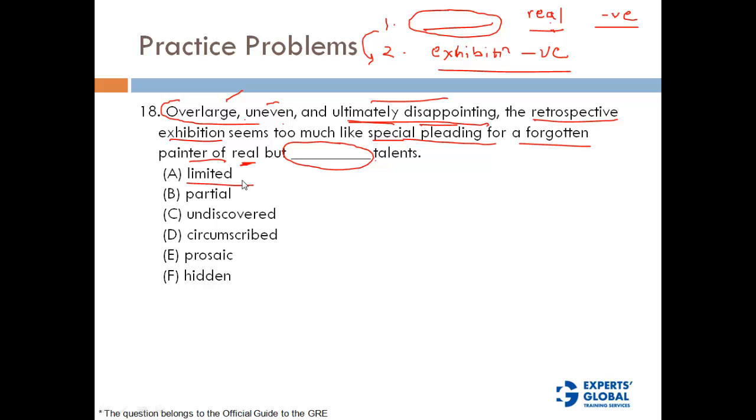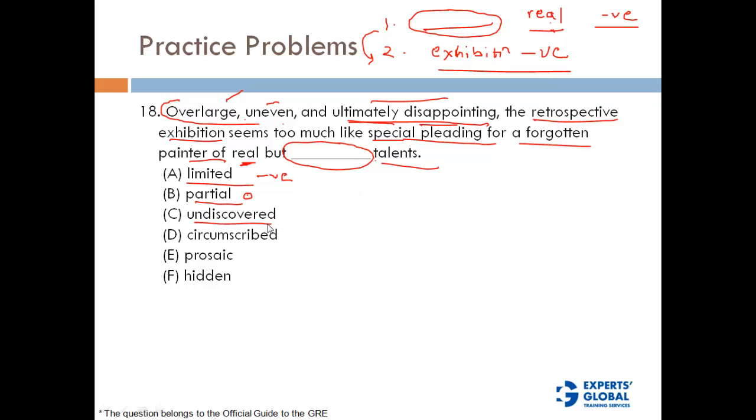Okay, so limited, yes, limited would probably fit in this context, because limited is a negative word, right? And the painter was real but limited in his talent. Okay, and that is why the exhibition was overlarge, uneven, and ultimately disappointing. So this goes well in the context. Partial, we don't know, because the painter was real but partial. He had partial talents, and that is why the exhibition was disappointing. So partial talent doesn't go well as such. So we'll keep it for now. Let's see if we have any better option.